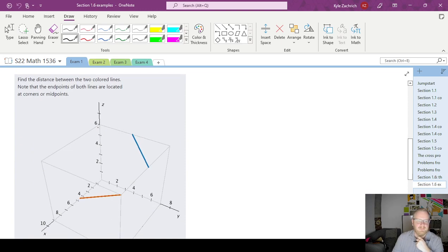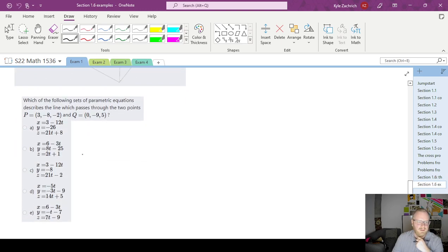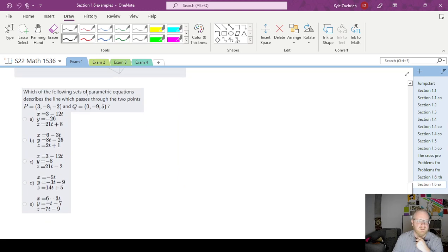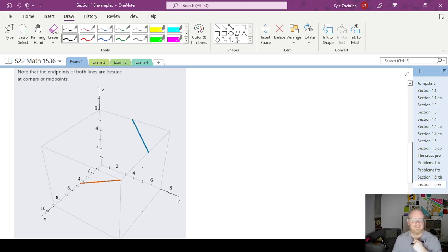I'm going to talk about this question where we find the distance between two lines. And then I'm going to answer this question, which of the following sets of parametric equations describes a line which passes through 2 points, P and Q. Okay.